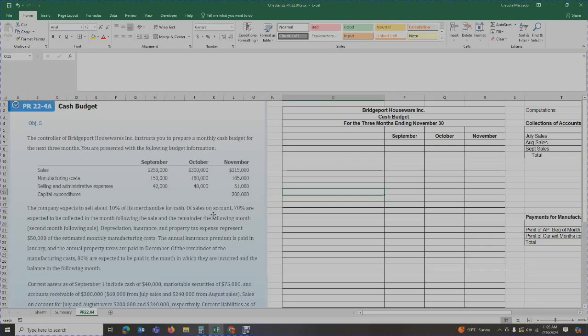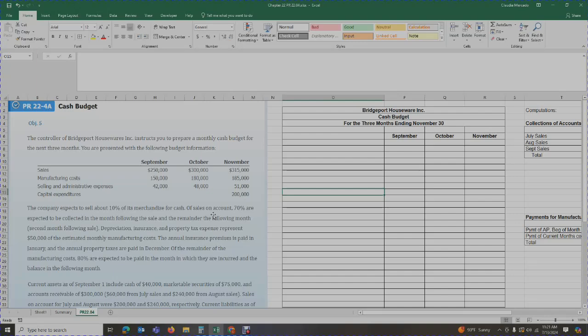Okay, so the problem reads, the controller of Bridgeport Housewares instructs you to prepare a monthly cash budget for the next 3 months. You are presented with the following budget information. We've got sales of $250,000 for September, $300,000 for October, and $315,000 for November. We've got manufacturing cost of $150,000 for September, $180,000 for October, and $185,000 for November. We've got selling and admin expenses of $42,000 for September, $48,000 for October, and $51,000 for November. And we're going to have a capital expenditure of $200,000 in November.